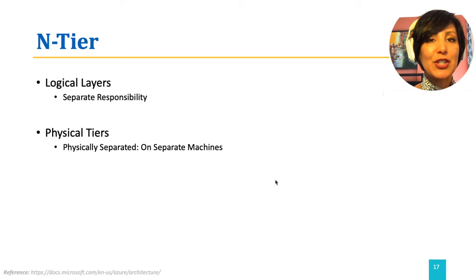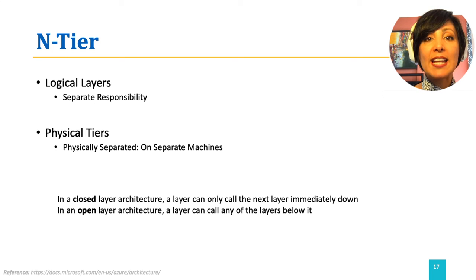The N-tier architecture could either be a closed architecture or an open N-tier architecture. In an N-tier open architecture, a layer can call any of the layers below it, and therefore communications should be allowed among the different tiers of deployment. In the closed model, each layer can only call the next layer immediately down, and therefore the communication is limited between the adjacent deployed tiers.